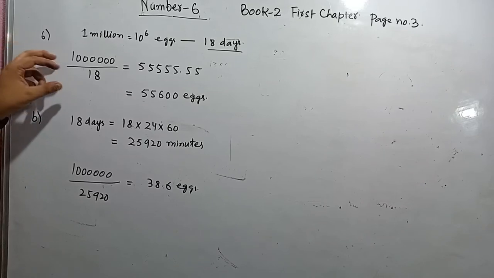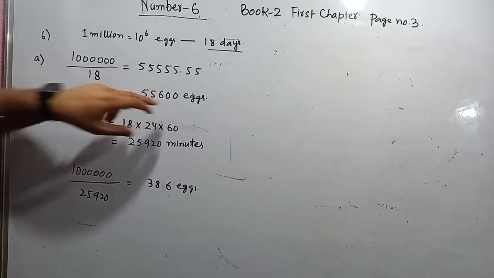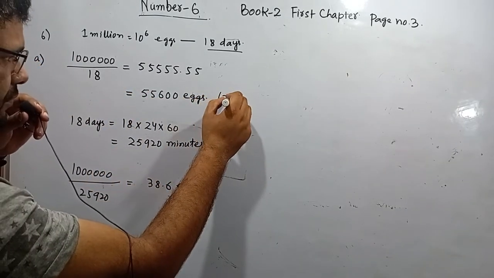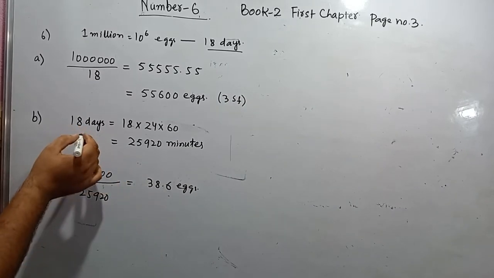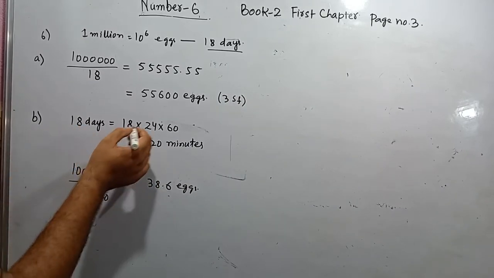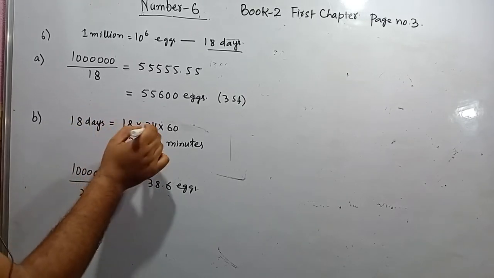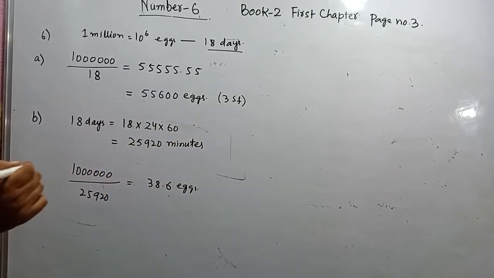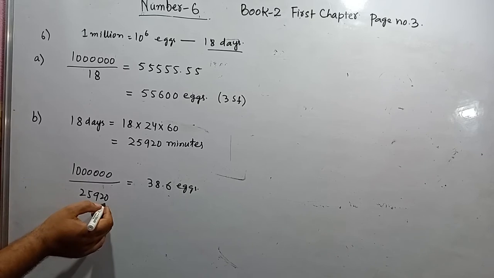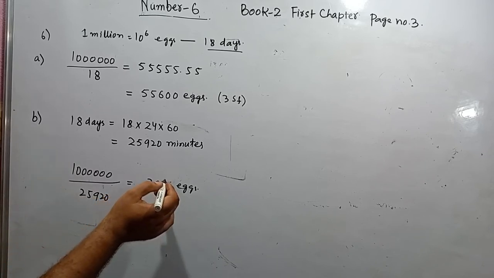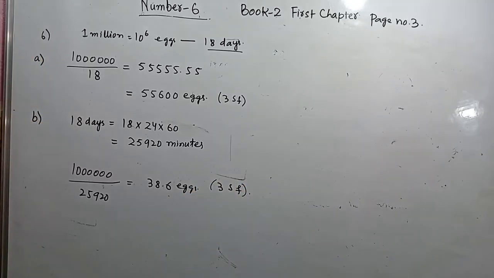So how many eggs will she lay in one day? That is simply 1 million divided by 18 days. We will get this corrected to 3 SF. And here I will write this number, 18 days. First I will convert to minutes, that's 18. In one day there are 24 hours, that's why I am multiplying 24, and in 1 hour there are 60 minutes, that's why I am multiplying 60. So I will get these minutes. Now 1 million divided by such minutes equals 38.6 eggs up to 3 SF, three significant figures.